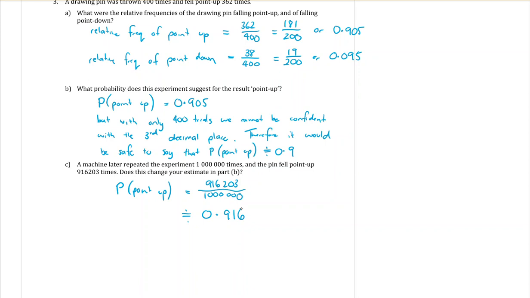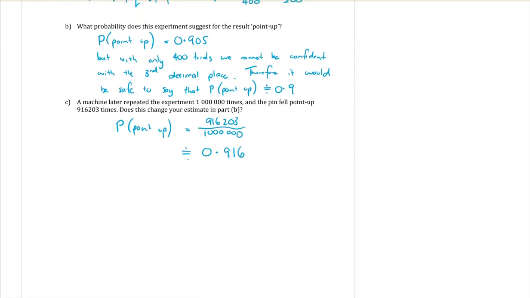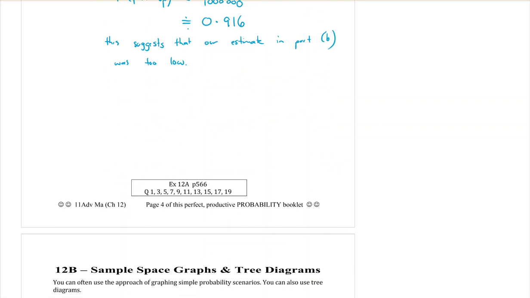Okay, so our estimate is in the right ballpark, but if anything, our estimate was just a little bit on the low side. It does ask us to make a little bit of a statement there. So this suggests that our estimate in part B was too low. More trials always gives you a more accurate result, doesn't it? Okay, so that's what we're doing today, 12A. Hopefully those questions will be just as quick as the ones that we've just done.